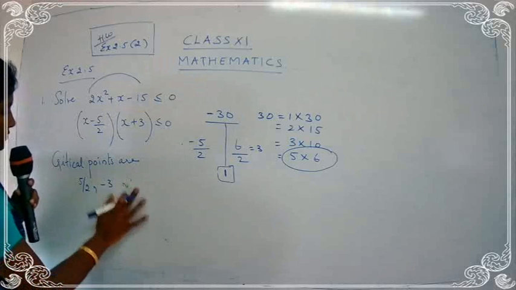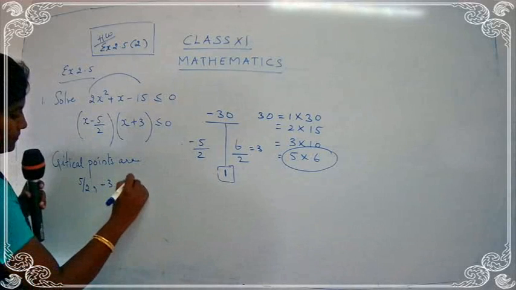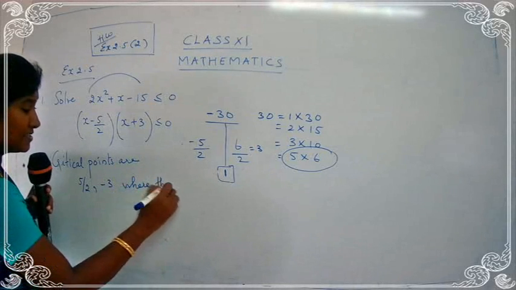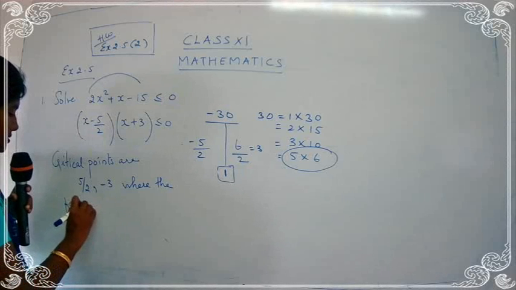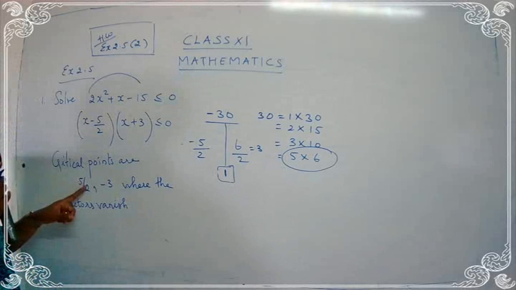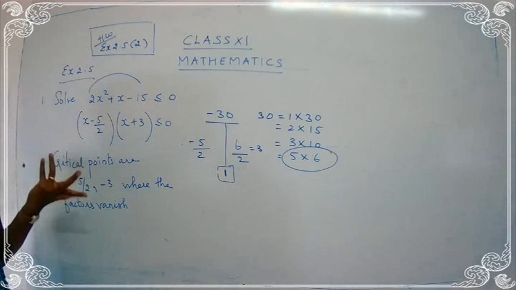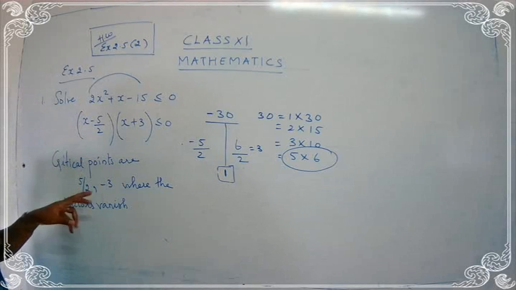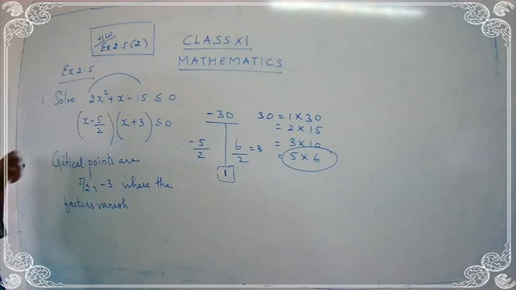Where the factors vanish. Where the factors vanish means the answer you get is 0. You get the answer as 0. So this is a place where the factors vanish. See, if I put here 5 by 2, I get a 0 answer. That means the factor is getting disappeared. Similarly, if I put here minus 3, what will happen? It gets disappeared. So what are the critical points?